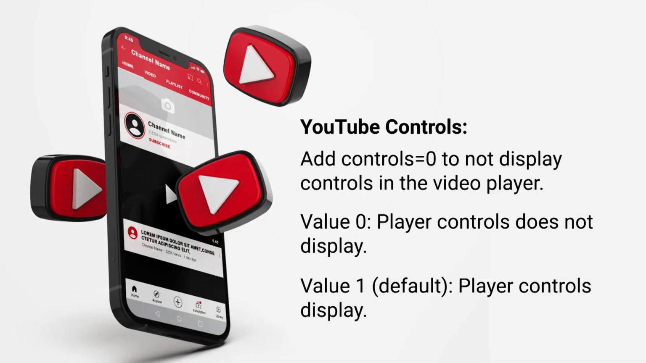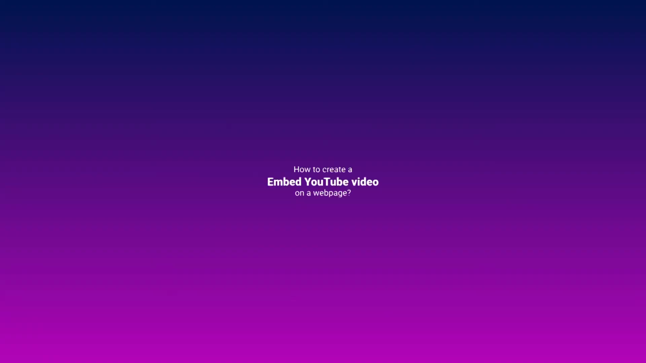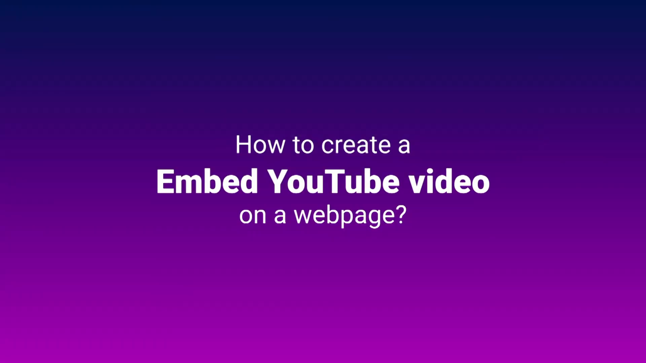Also, for YouTube controls, you can add controls=0 to not display the controls in the video player. If you put the value 0, the player controls do not display, but if the value is equal to 1, the player controls are displayed. Again, depending on the user requirements, you can change the control values. Now, let us see how to embed a YouTube video on a web page.